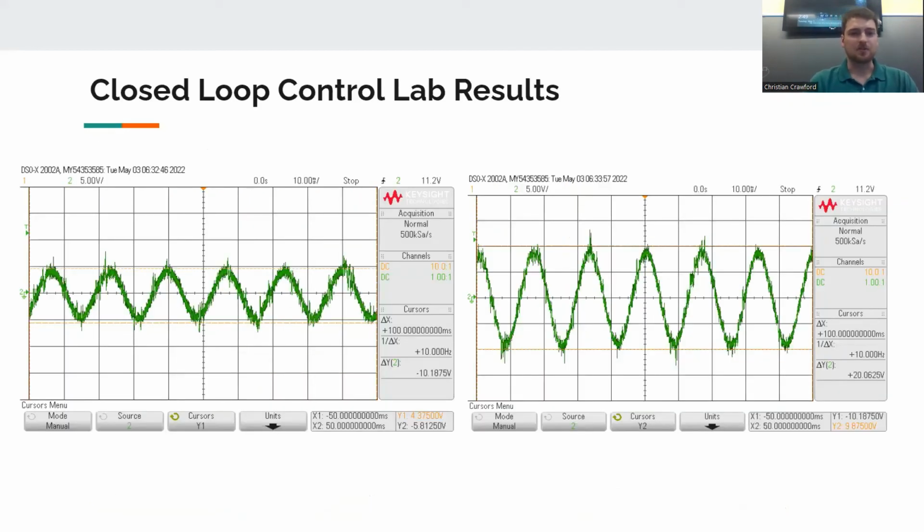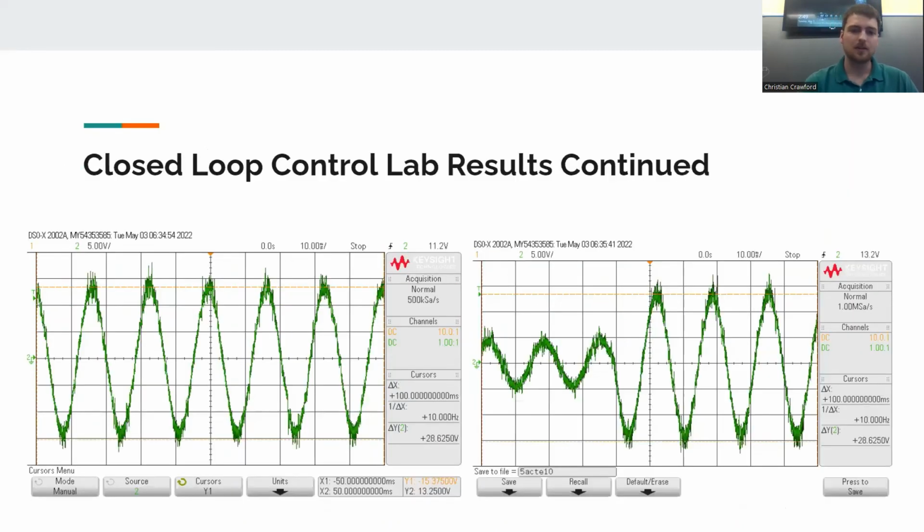Here we have the results of the closed loop control. The first one on the left is going to be the 1 volt peak to peak. Oh, sorry, I got confused. It's actually set to 0.5. And then the next one on the right is set to 1. On the second slide of closed loop control, the loop is at 1.5. And then the next one on the right is the transient response from 0.5 to 1.5.